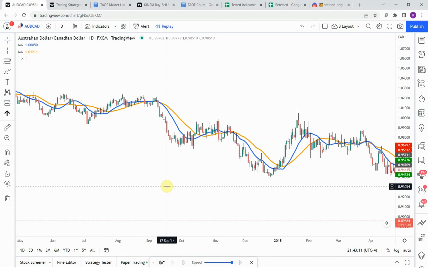Today we will be doing the advanced testing of the moving average cross.